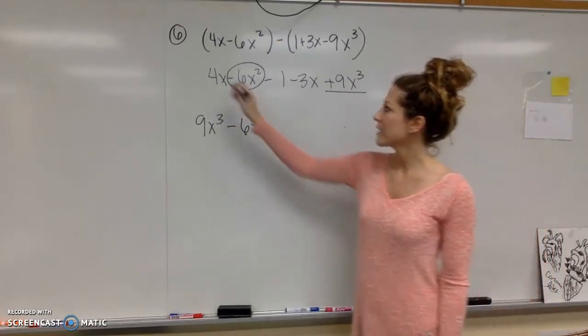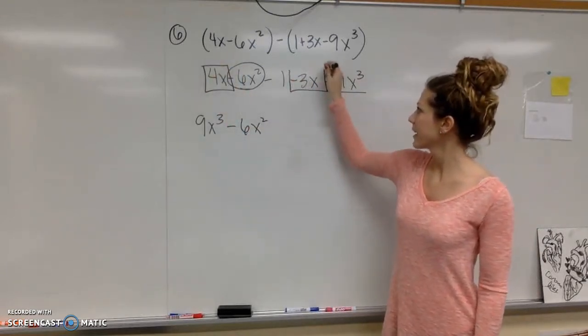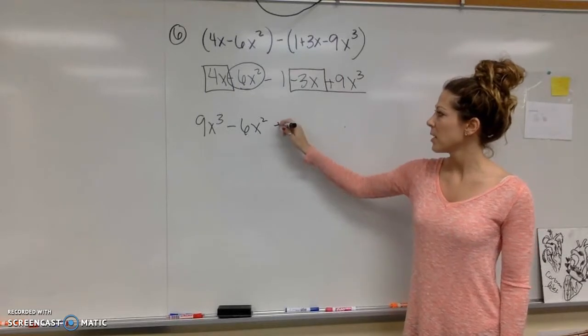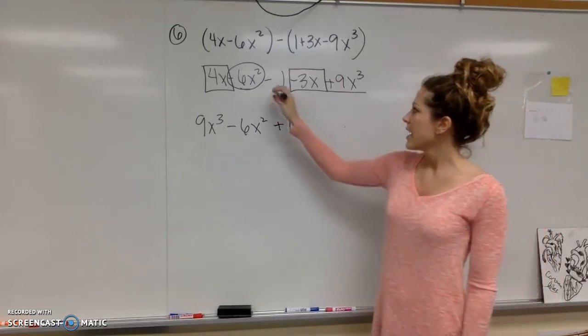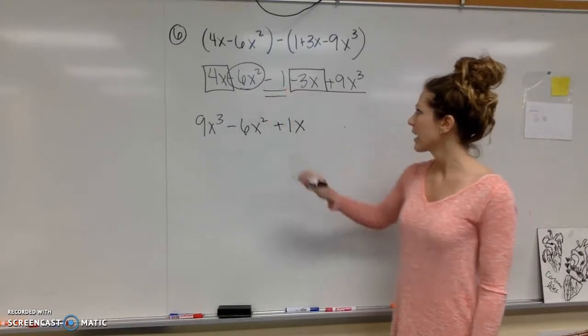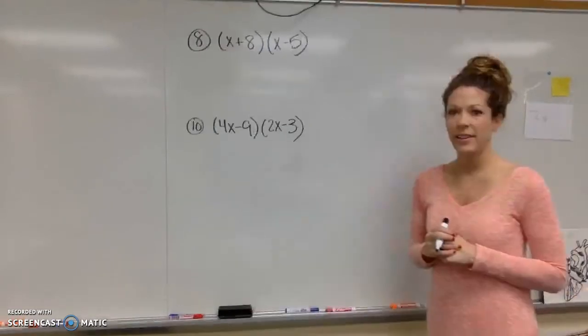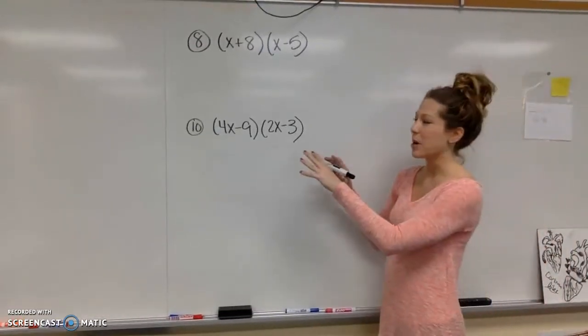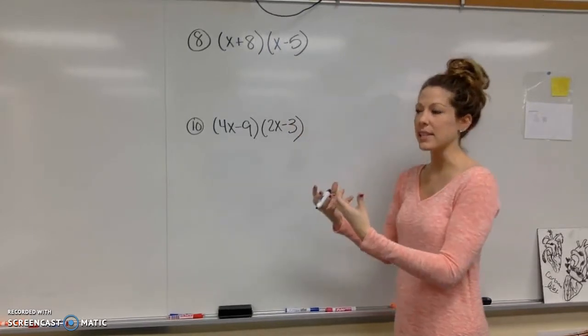Then we look at our x's. We have a positive 4x and a negative 3x. So together that makes positive 1x, or just positive x. And then lastly, we have a negative 1. Next, we're going to go through a set of problems that are multiple polynomials in parentheses, but instead of having a plus or a minus sign there, there's nothing there.